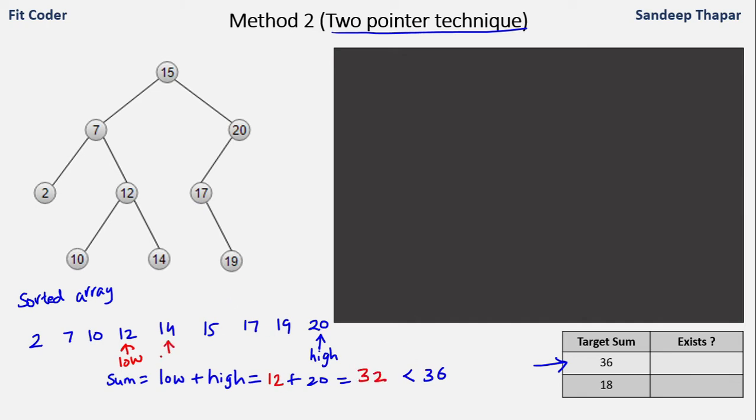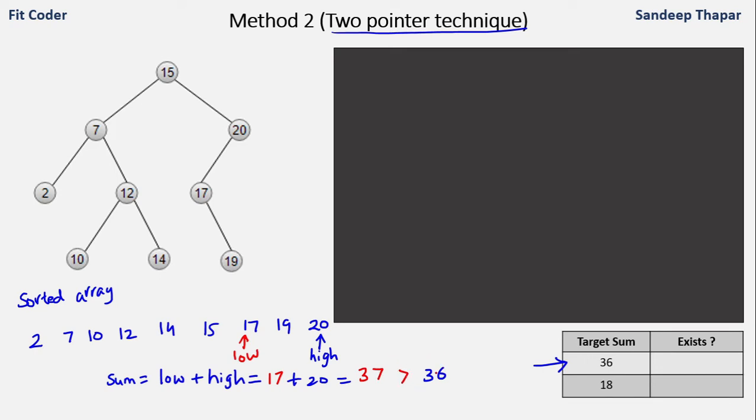We again increment low. So now it is 14. So it is 34, which is again less than 36. We again increment low. So it is 15. So the sum is 35, which is again less than 36. Now we again increment low. We reach 17. 17 plus 20 is 37, which is now greater than 36.